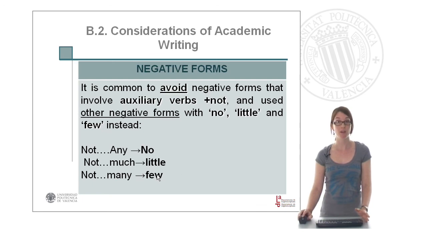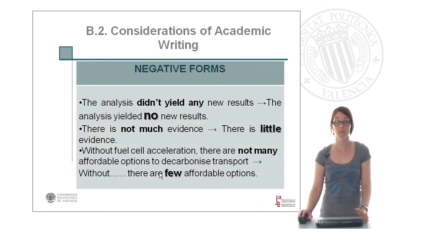Let's have a look at just some examples. The analysis didn't yield any results, so it's a more formal option to say the analysis yielded no new results. There is not much evidence. It's more common to find in academic writing, there is little evidence. And in the last one, without fuel cell acceleration, there are not many affordable options. It would be more natural to say there are few affordable options, and that avoids the negative forms.